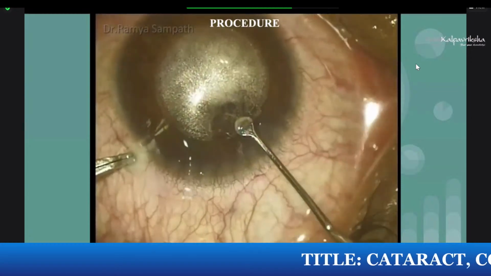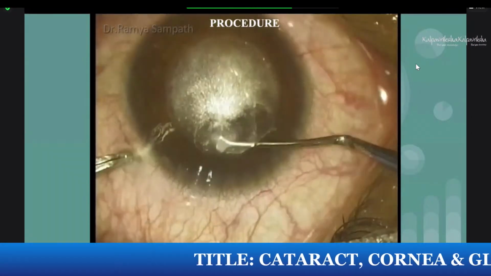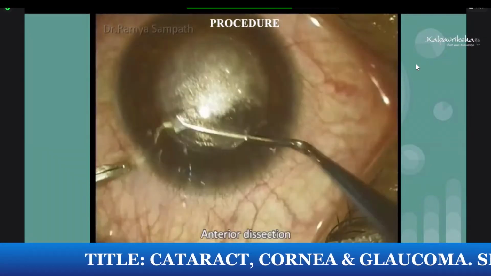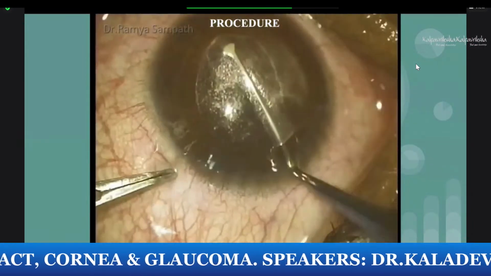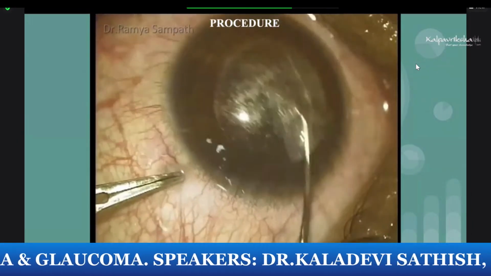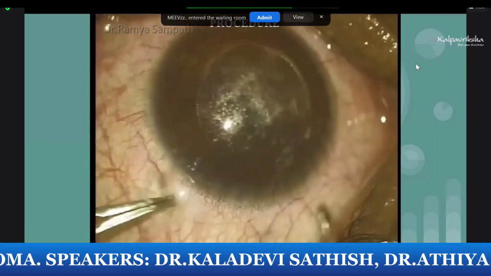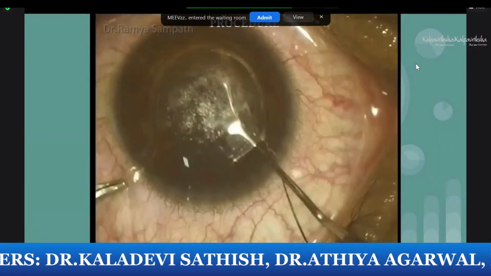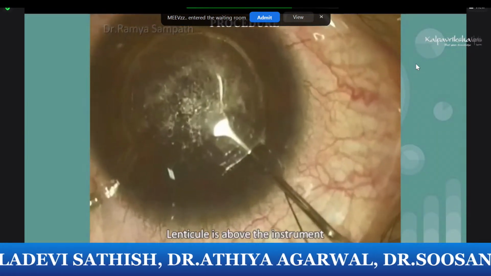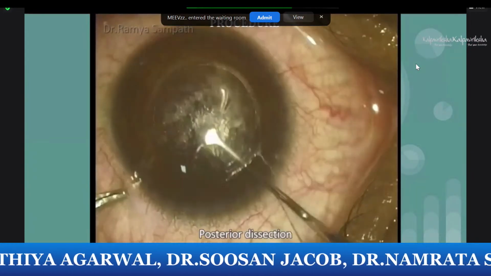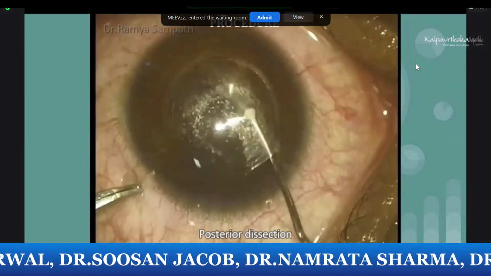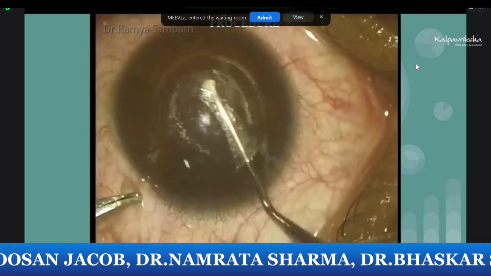be anterior first. When we dissect the anterior, we have to go up to the peripheral rim, the anterior outer surface of the rim, and the lenticule has to be dissected completely. Then we dissect the posterior. We go centrally. If you see, the lenticule is above the instrument, which confirms that we are in the right plane. We will be having some resistance, which again confirms we are in the right plane.